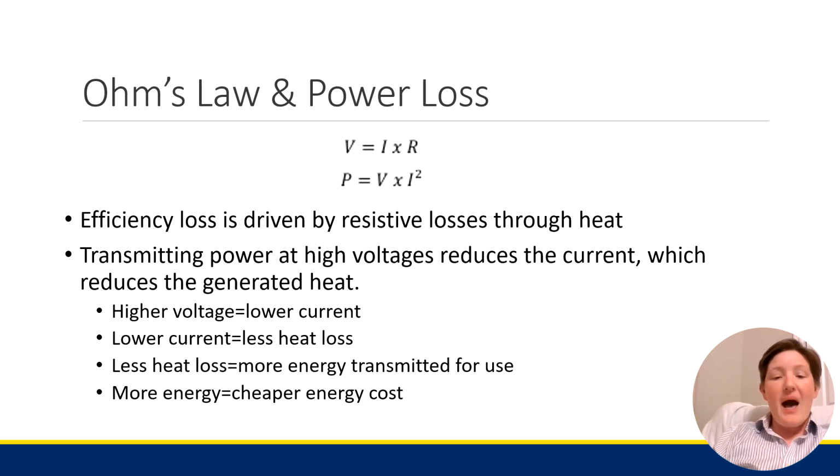So transmitting power at high voltages reduces that current, which in turn reduces the generated heat. So if you think about it, the higher voltage equals a lower current. The lower current equals less heat loss. Less heat loss equals more energy transmitted from point A to point B on that transmission line. And more energy transmitted should equal a cheaper energy cost, or at least less energy lost to the environment that can't be recuperated from a cost perspective.